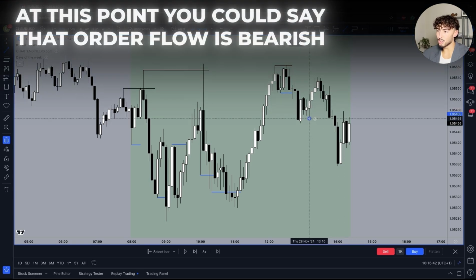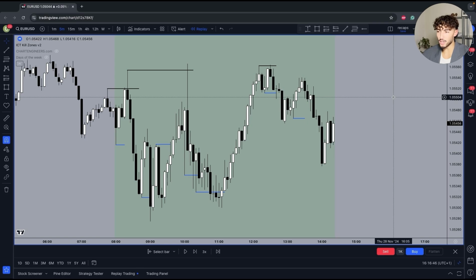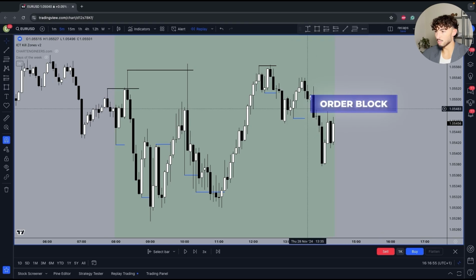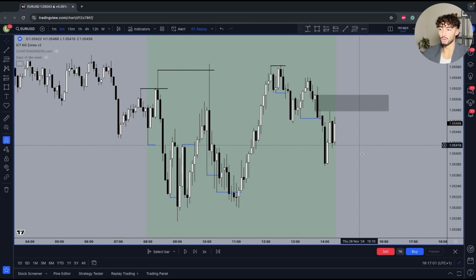So at this point you could say that order flow is bearish, but I want to see evidence of that. I want to see a confirmation of this order flow being bearish. I want to see order blocks or fair value gaps being respected. So right here we have an order block. This is the last up candle before the MSB to the downside. So I want to see this order block being respected for me to take short setups.